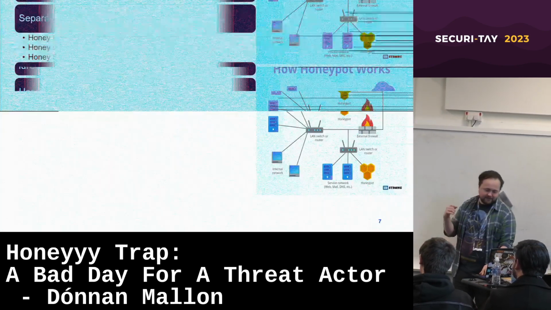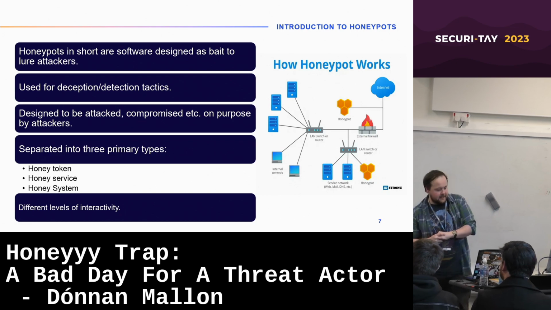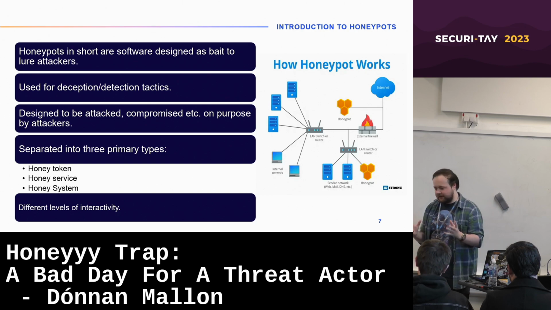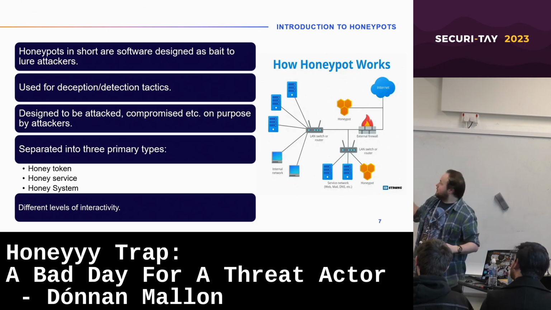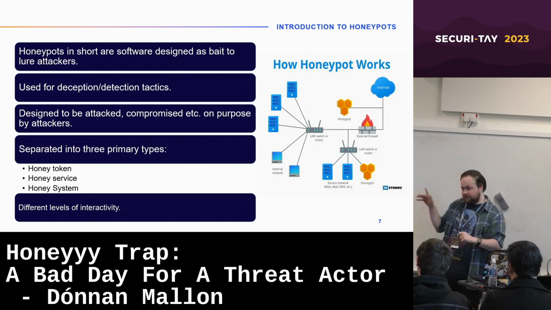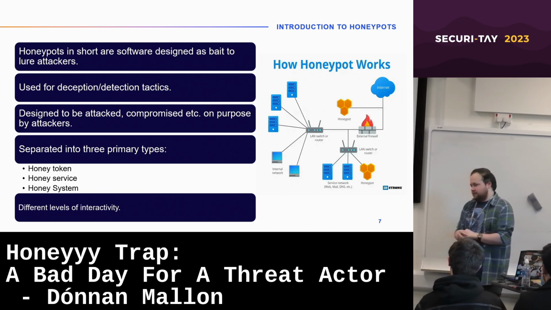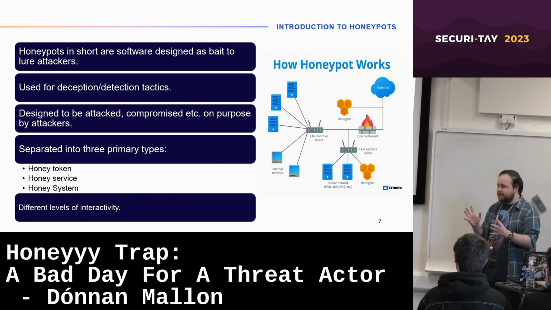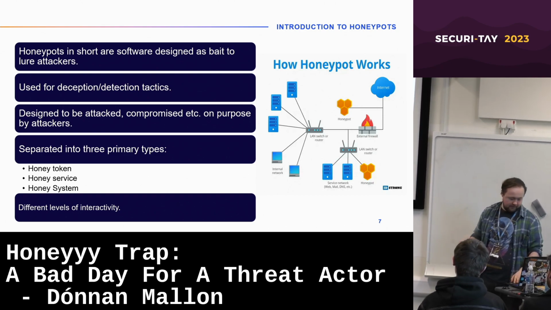A honeypot is simply a bit of software that is used as bait to lure attackers in. It's used for deception and detection tactics. So the idea is you deceive an attacker, but you're also able to observe them at the same time. As this little diagram shows, you're able to place it inside your own internal network, but you're able to place it externally as well, which we'll go into a bit later. It's designed to be attacked, prodded, and compromised on purpose. Honeypots are generally dormant machines, so anything that interacts with them shouldn't be interacting with them, but I'll go into more detail about that later as well.